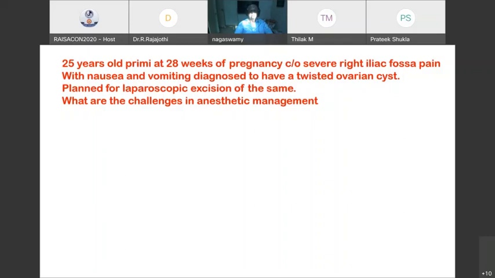Twisted ovarian cyst. Sir, in this case, pregnancy would complicate the normal elective cases. So I would suspect that the patient would be anemic. She is a primigravida, and we have planned for laparoscopic excision. So complications arising due to laparoscopy, meaning pneumoperitoneum creation, will be a second challenge for the anesthetist. Sir, hemodilution will also be there. So fluid overload, we'll have to assess the volume of fluid which we are giving to the patient. We cannot use much opioids, that will cause fetal depression, sir.